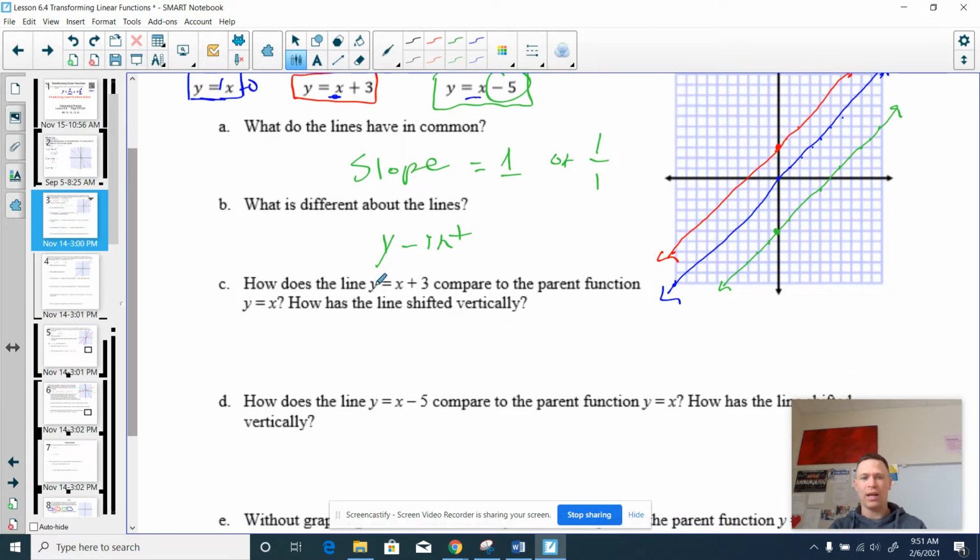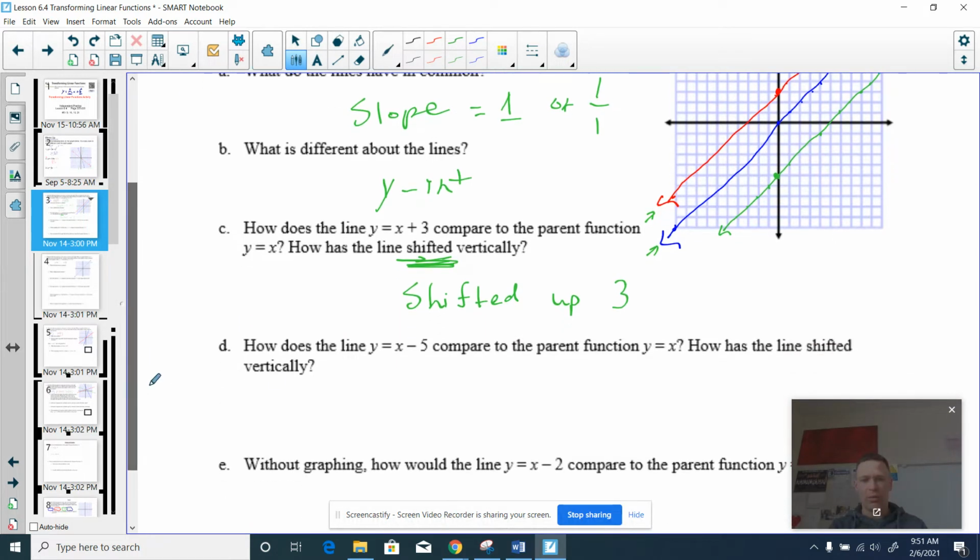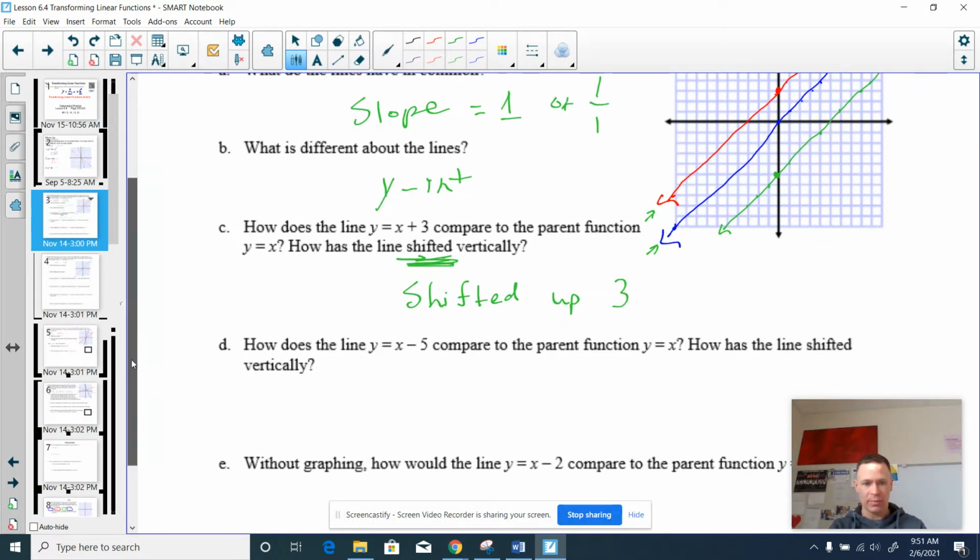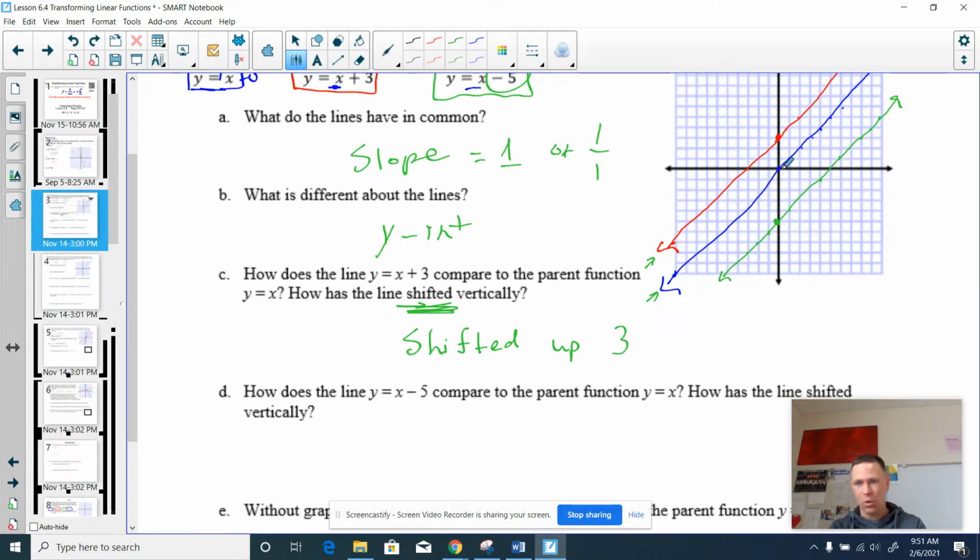So this question: how does the line y equals x plus 3 compare to the parent function y equals x? This is where we want to talk about the language we're using. How is the line shifted vertically? These are the two lines we're talking about for that question. It's shifted up 3 from its original position. How does the line y equals x minus 5 compare to the parent function? That one has been put down 5 spots. The whole line has shifted down from its original position. So we'll say it's been shifted down 5.